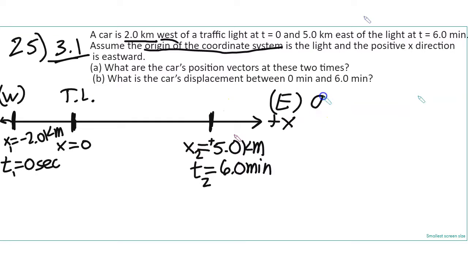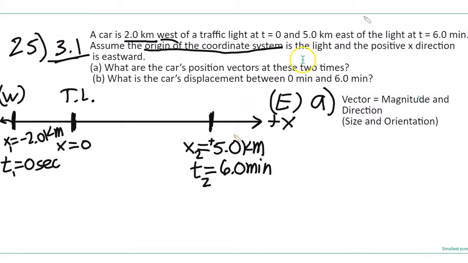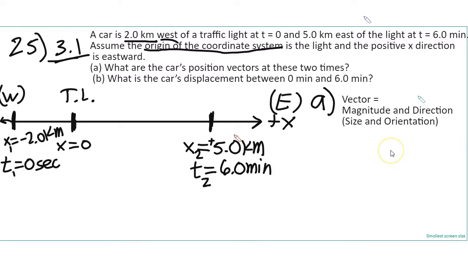Well, let's think about these position vectors. Remember, vector just means magnitude and direction. In fact, let me write that down. So vector means magnitude and direction. Okay? In other words, that means size and orientation. Okay, so this is what we mean by a vector. So magnitude and direction, which is the same thing as size and orientation. So in other words, how far is the magnitude of these displacements, but in which direction, positive or negative, east or west, are we talking about?